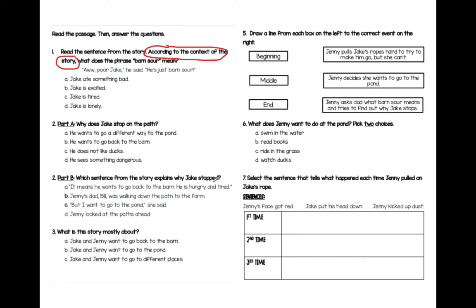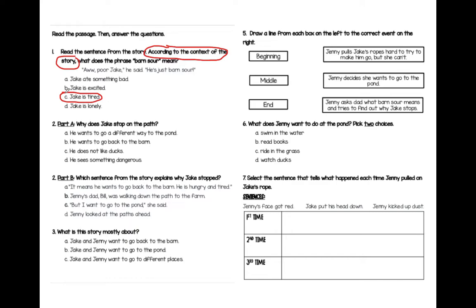So read your answer choices and point to the one that is the correct answer. Did you point to Jake is tired? If you did, give yourself a pat on the back because that was correct. The passage told us that barn sour means he was hungry and tired.